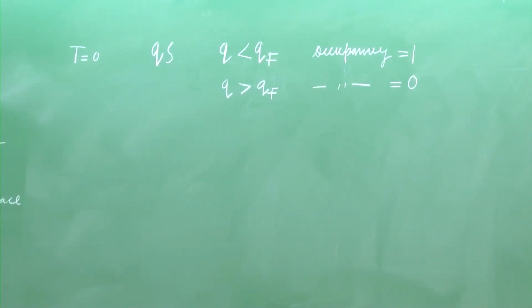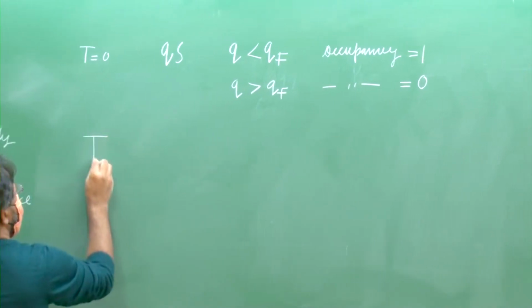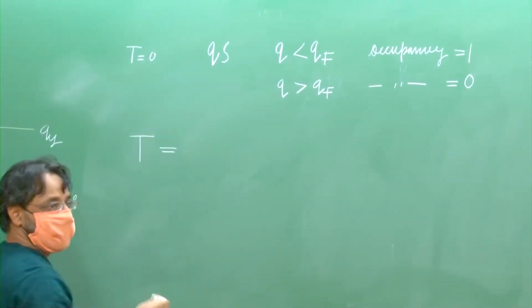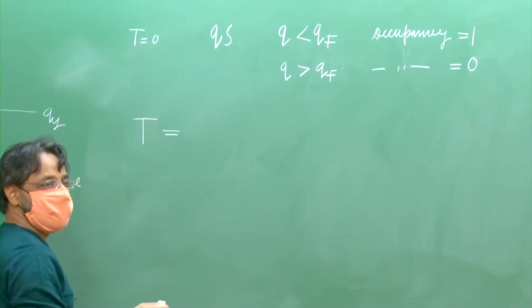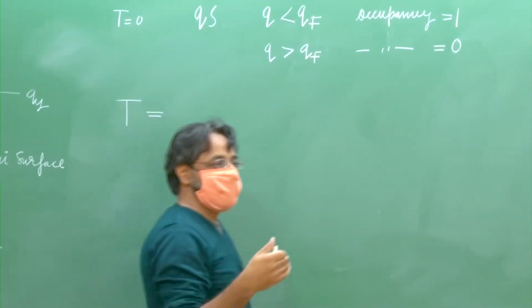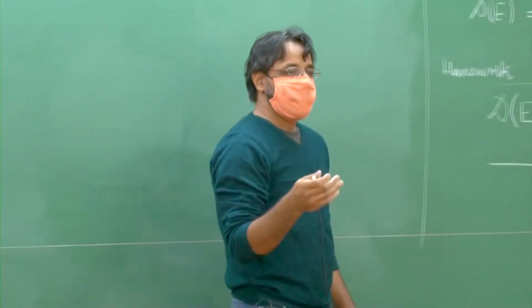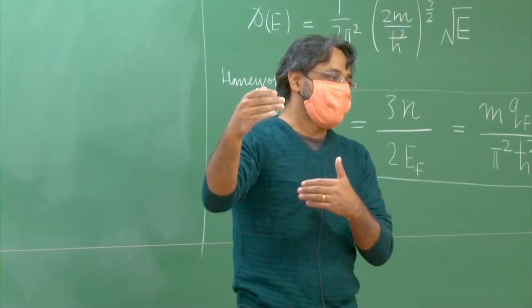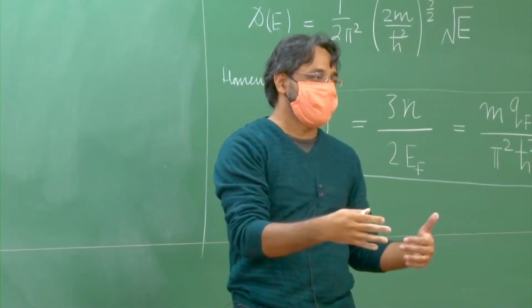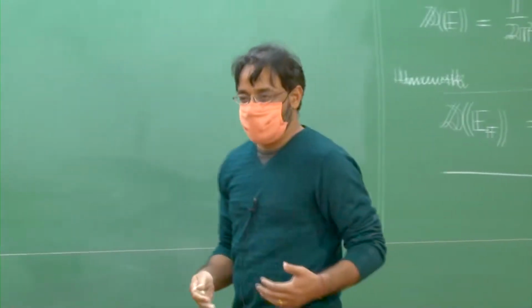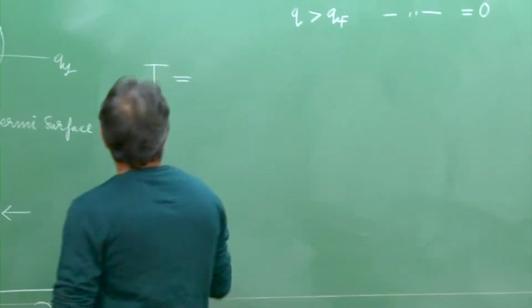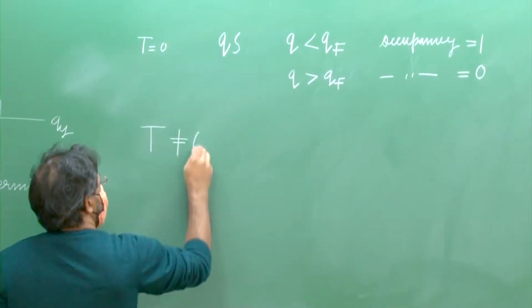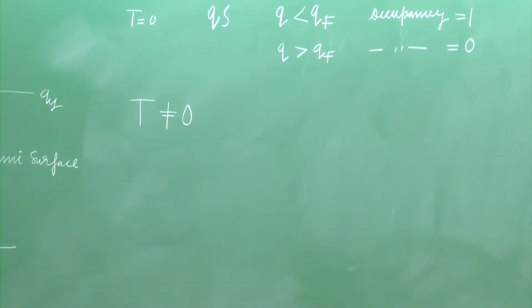Now, what happens at a non-zero temperature? Because that is where the question of specific heat also will come, right? You measure specific heat. Specific heat is the heat required to increase the temperature by 1 Kelvin of a specific amount of solid, 1 mole, 1 centimeter cube or whatever. So, if T is non-zero, what is going to happen? So, what is your guess?